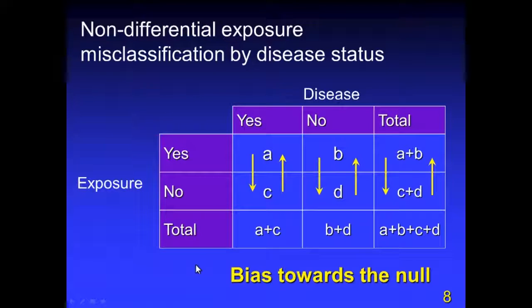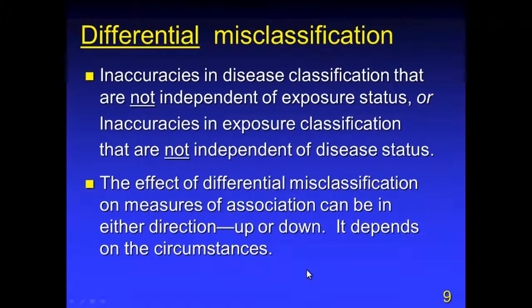And the effect is very similar to when you had disease misclassification, but it's simply on this axis instead. So among the case group, say, exposure is being misclassified, and among the control group, exposure is also being misclassified in a similar sort of way. So it's a bias towards the null, always a bias towards the null.